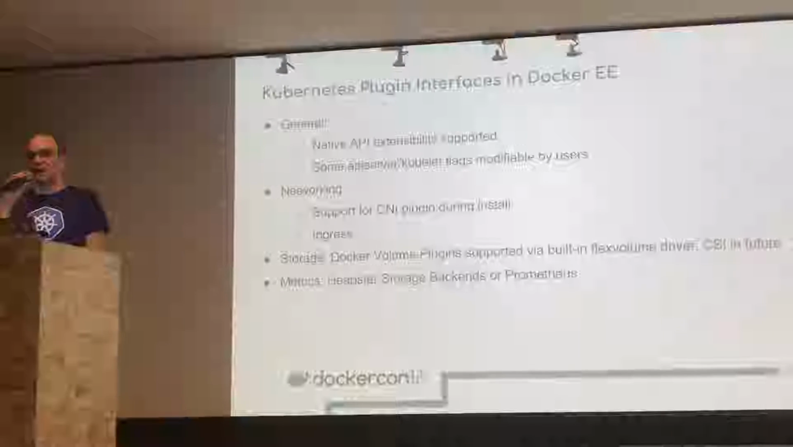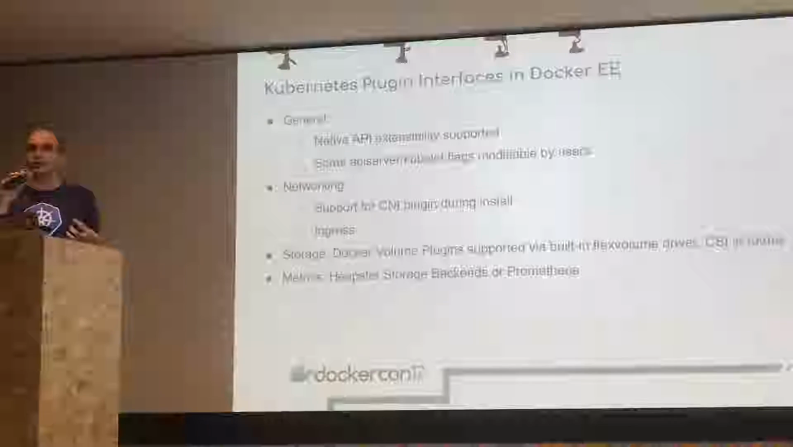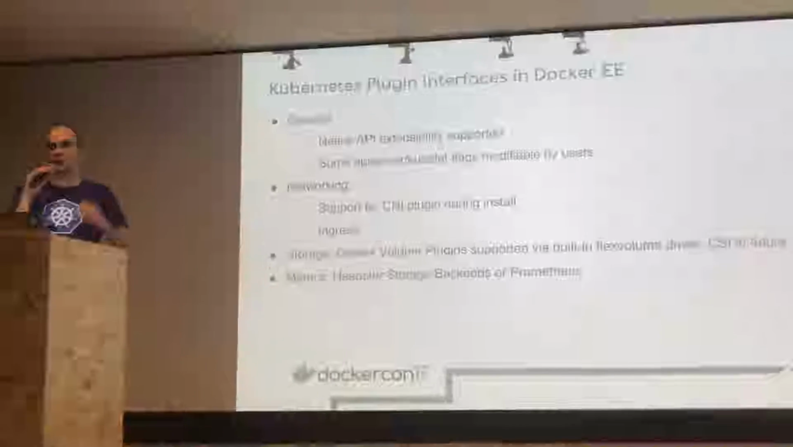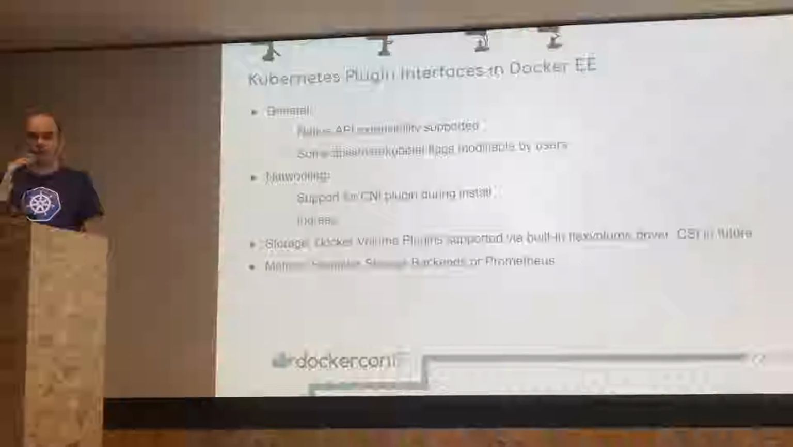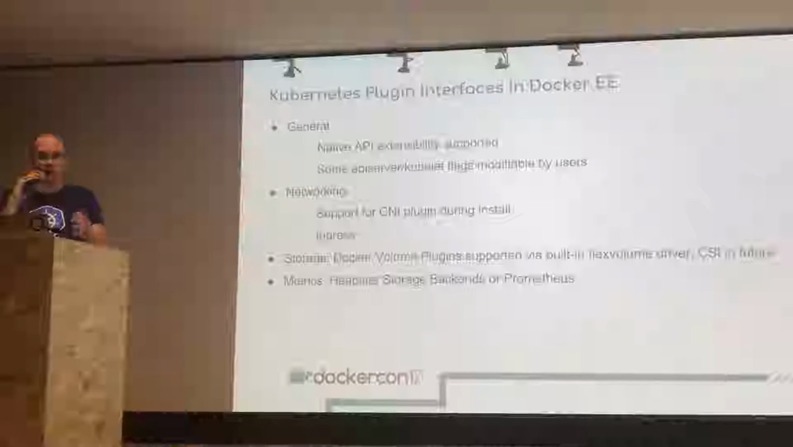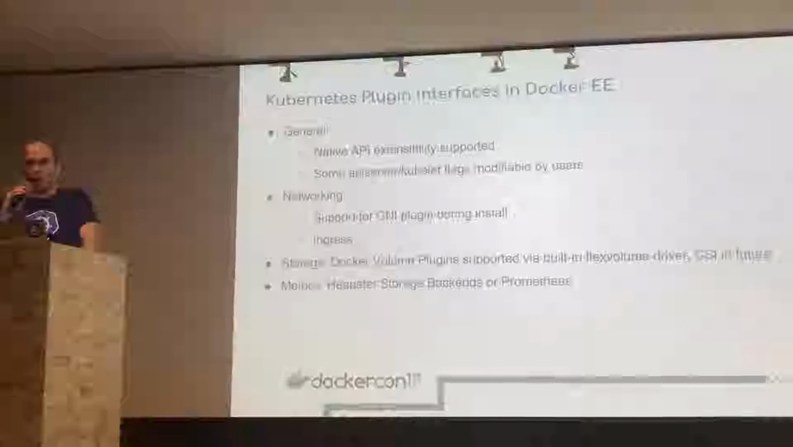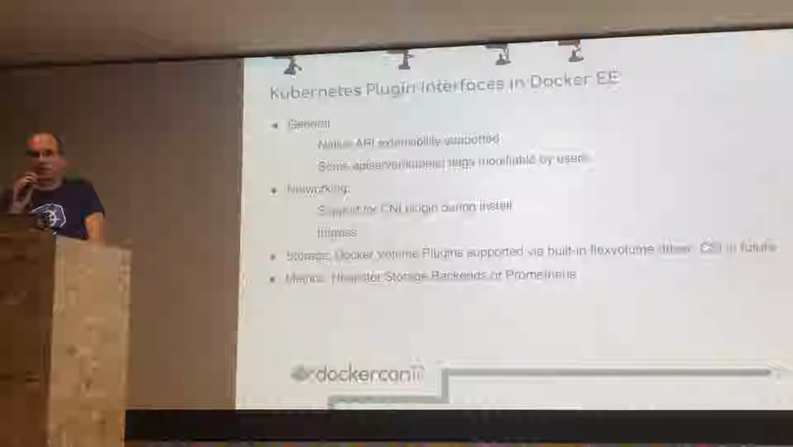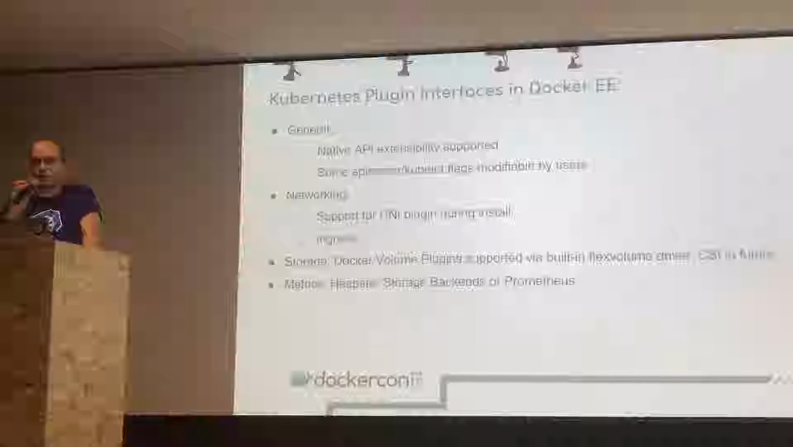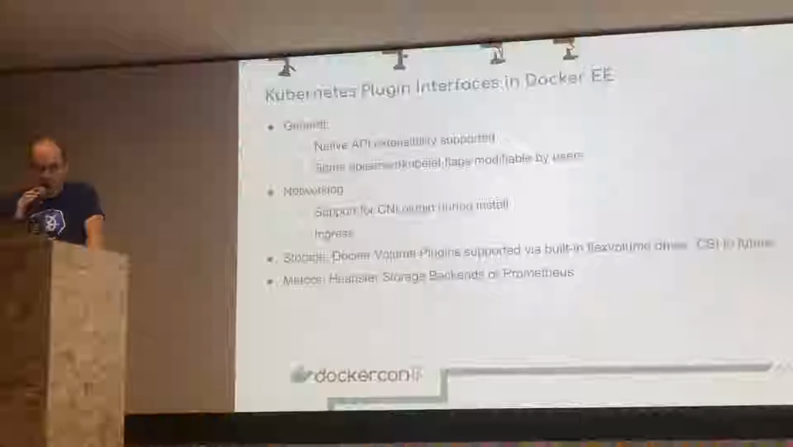And for the networking side, we will allow support for any user to bring along their CNI plugin. So if you're installing on Amazon, you can use the Amazon CNI plugin. If you're installing on your own VMware infrastructure, you can use a VMware plugin, and so on. And also we have open support for most ingress controllers that Kubernetes supports. And if you have a specific preference for your environment, you can bring that along to Docker Enterprise Edition.